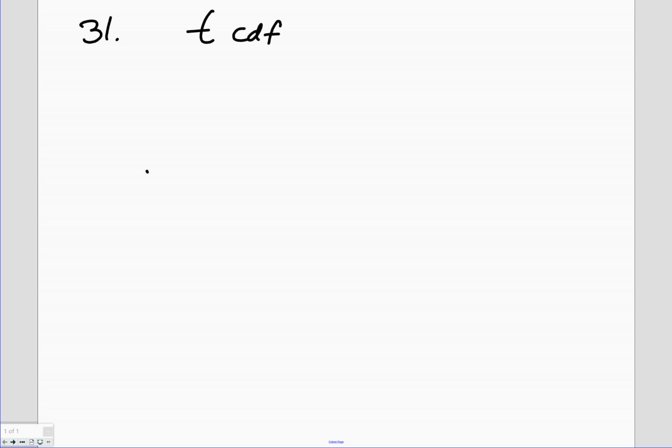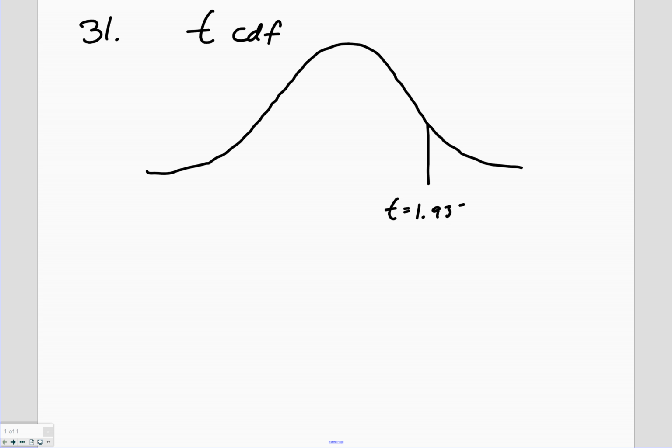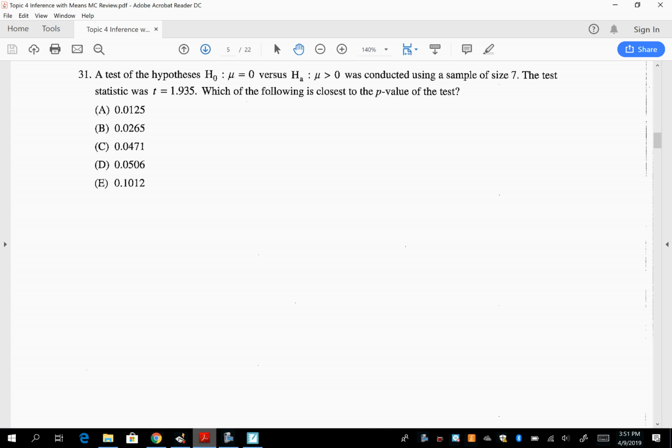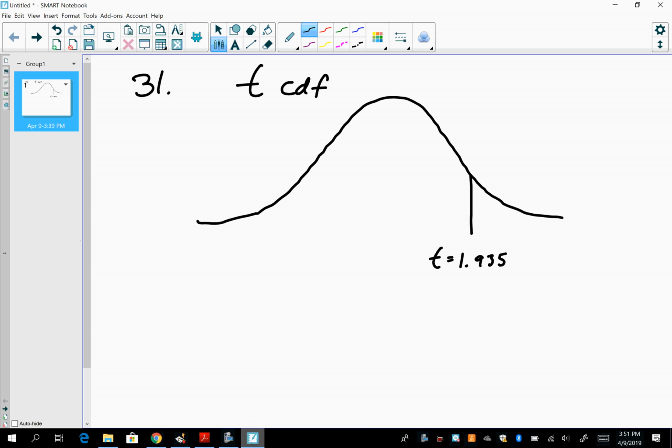All right. They're basically saying, here's our curve. What was the T test statistic? 1.935. Thank you. And which direction are we shading? How do you know it's greater than? Because the alternative hypothesis says greater than, so I'm shading to the right. So to find that area, that's called a p-value. And we're going to use the calculator.